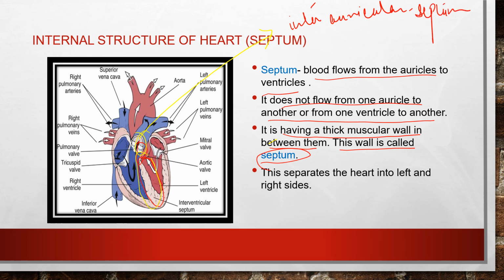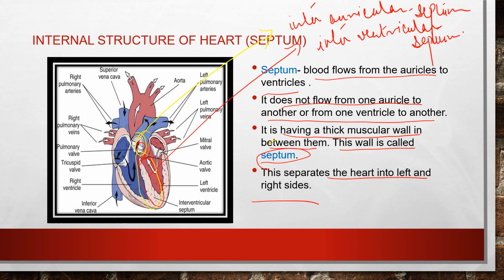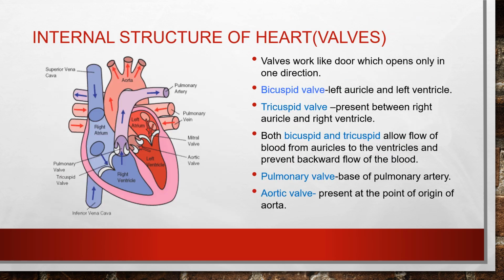And in between these two ventricles, it is called the interventricular septum. Is it clear? It is called the interauricular septum and the interventricular septum. So this separates the heart into the left and the right side. In between the two auricles, it is the interauricular septum. In between the two ventricles, it is the interventricular septum.